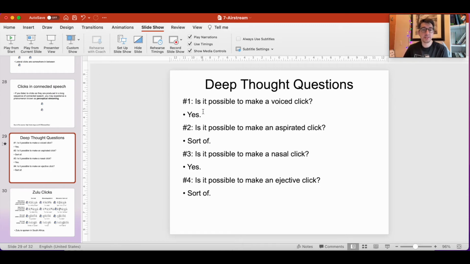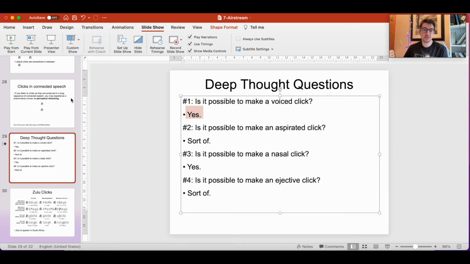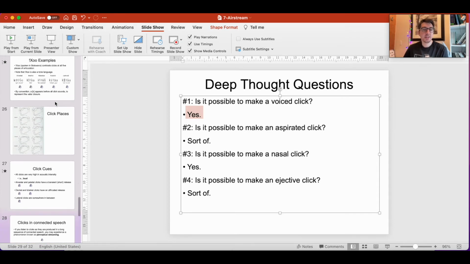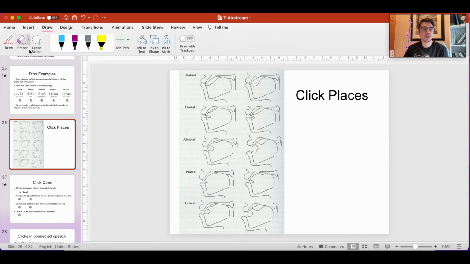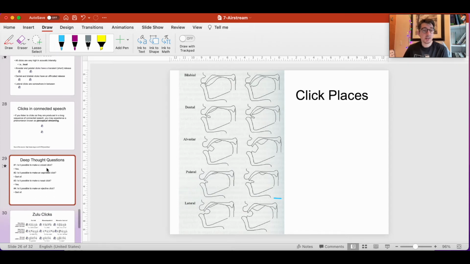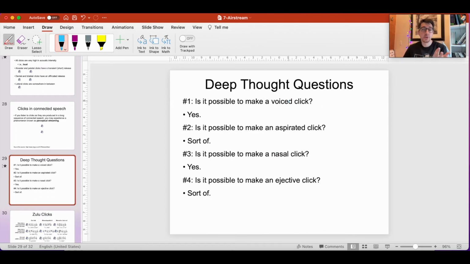Well, I already provided the answer to you. Yes, of course, because of the glottis, which is not affected. So you have the glottis somewhere here, and it's not affected at all. So you can do whatever you want with it in order to produce voiced clicks. They are rarer because you have to control so many things.